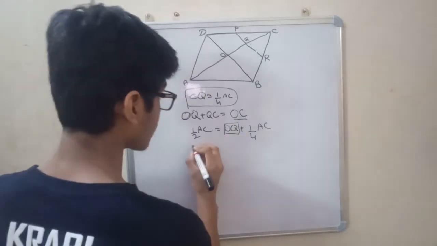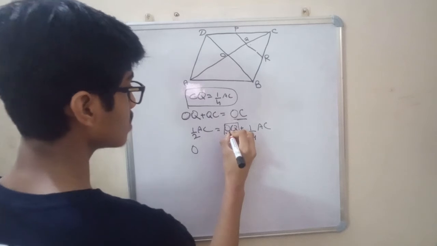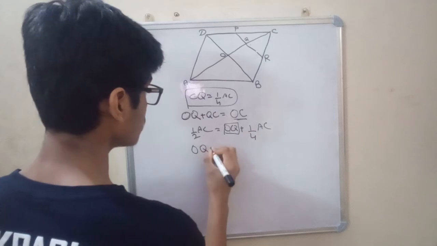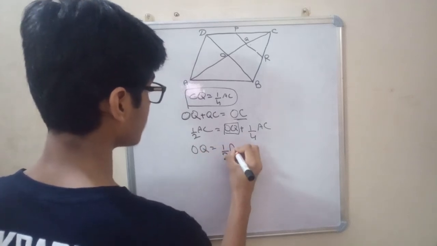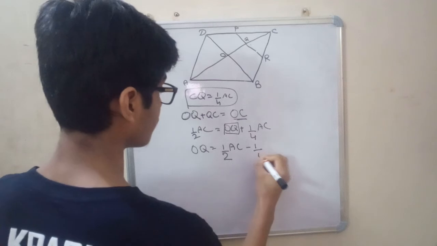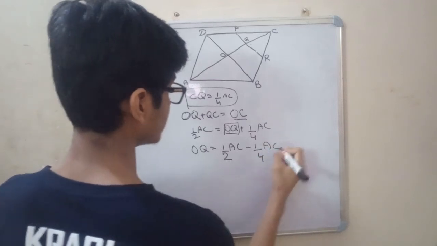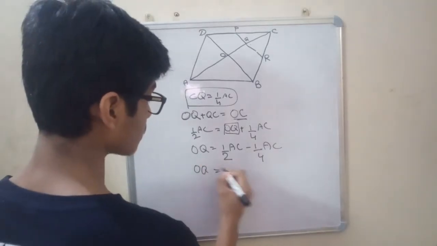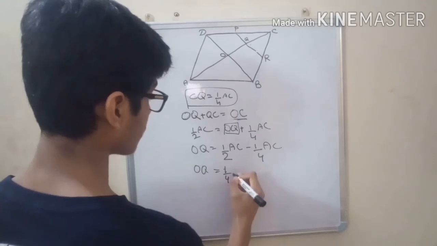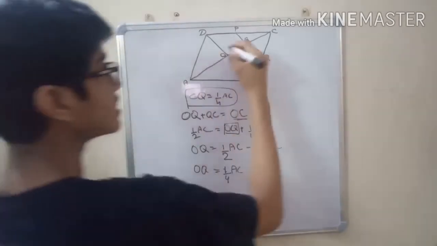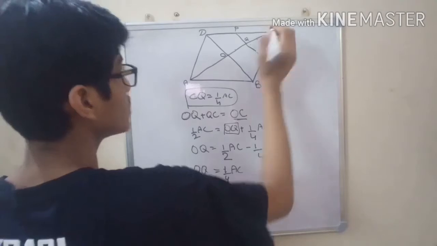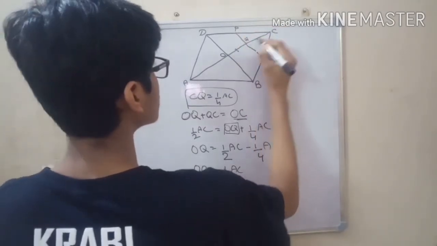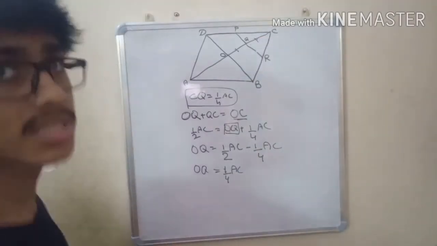Now, we have to find the value of OQ. So how are we going to do that? We'll move 1 by 4 AC to this side and change its sign to negative. So OQ will be equal to half AC minus 1 by 4 AC. On solving it, we get that OQ is equal to 1 by 4 AC. That means this is also 1 by 4 AC, this is also 1 by 4 AC. Therefore, Q is the midpoint of OC. Therefore, OQ is equal to QC.